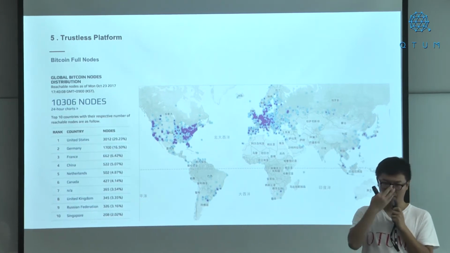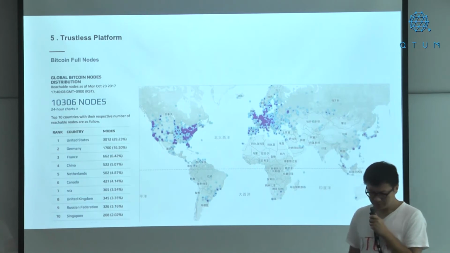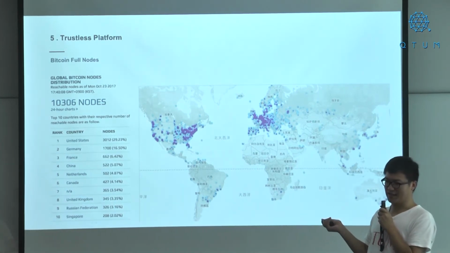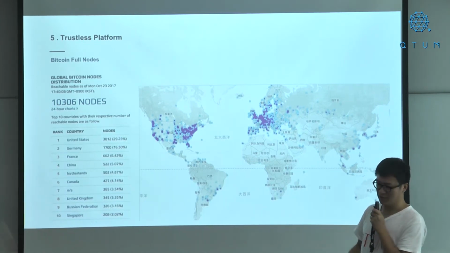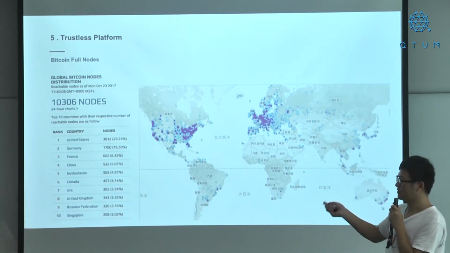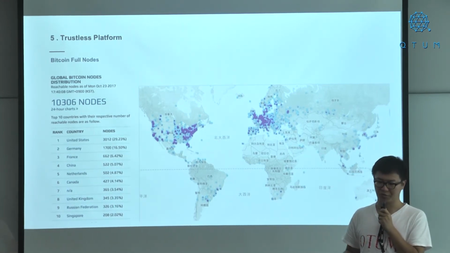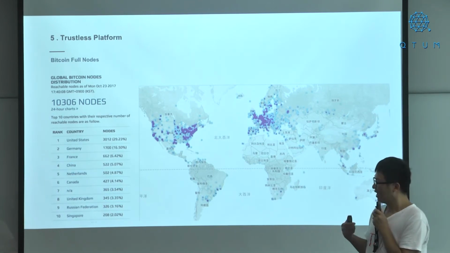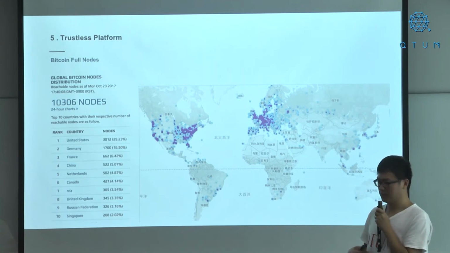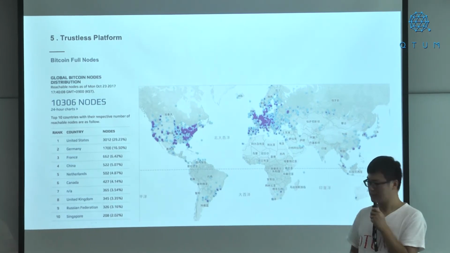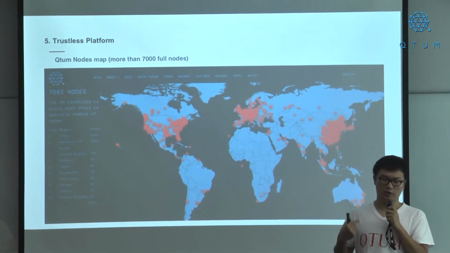So then let's talk about the trustless platform. Bitcoin is a currency, but I still want to give you a concept of a trustless platform. The Bitcoin network has more than 10,000 full nodes all over the world. It's becoming higher and higher cost to run a full node right now, but you still have the possibility to run one. And that's Bitcoin. That's a Quantum network.